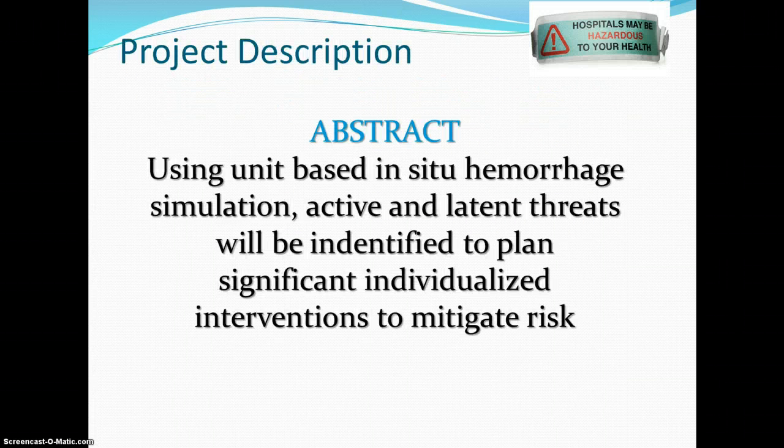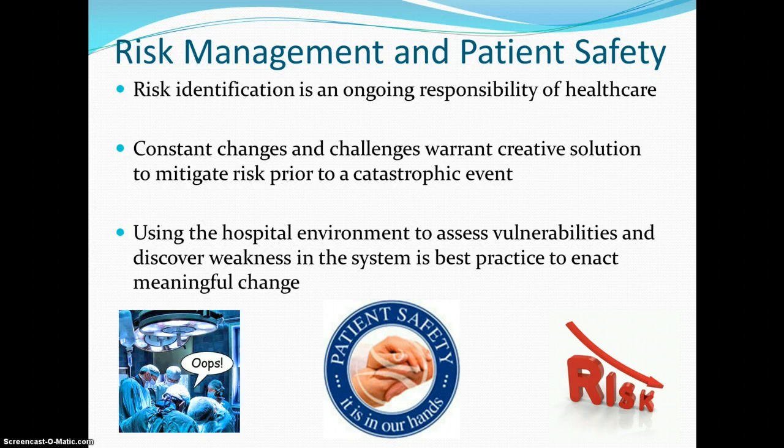So the project is designed using unit-based in situ hemorrhage simulation. We need to discover active threats and potentially latent threats and individualize these plans to fix things on the unit through systems and processes to mitigate the risk. Our risk management and patient safety departments are very interested in this. There's constant change and constant challenges on the units, and we have to have very creative solutions before a catastrophic event can occur. Using the hospital environment to assess these vulnerabilities and weaknesses is best practice to enact meaningful change.